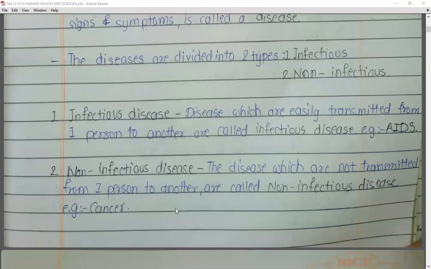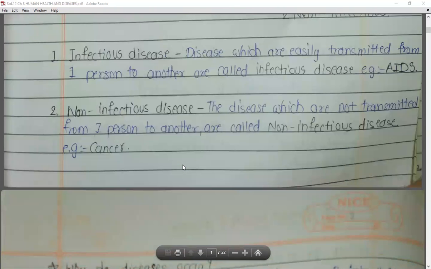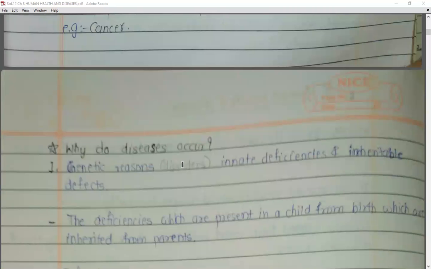That means the diseases which are not transmitted from one person to another. The difference between them is that the infectious is transmitted from one person to another, while the non-infectious is not transmitted from one person to another. AIDS is the example of the infectious disease. And cancer, if you are sitting with a cancer patient, you are not going to get the disease, or you are not going to have the cancer. So that is the non-infectious disease. So this is about the two different types of disease, right?